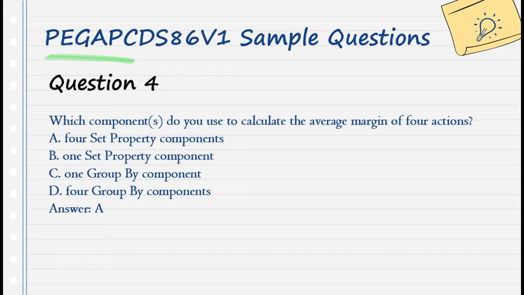Question 4. Which components do you use to calculate the average margin of 4 actions? A. 4 set property components. B. 1 set property component. C. 1 group by component. D. 4 group by components. Answer: A.